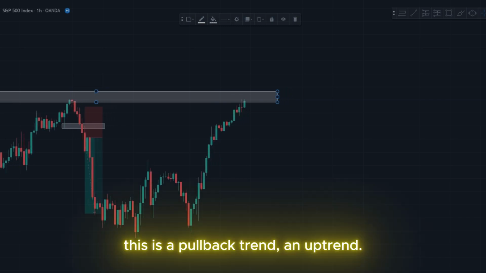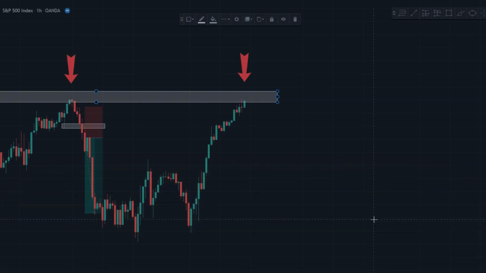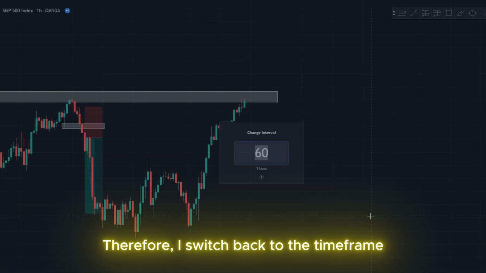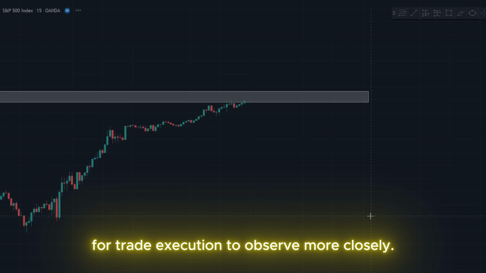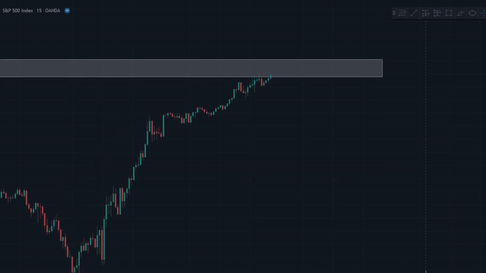Here, this is a pullback trend, an uptrend. It is not yet a trend reversal, because the price has not yet broken through this key level of significance. Therefore, I switch back to the time frame for trade execution to observe more closely.